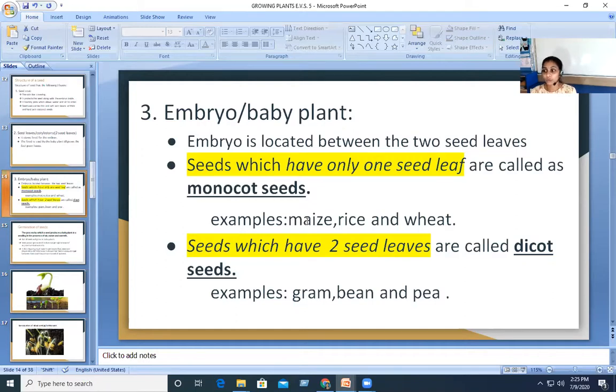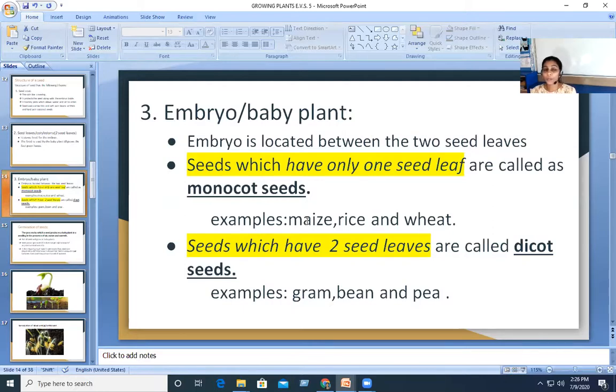The seeds which have only one seed leaf are called monocot seeds. Mono in the sense one. Examples of monocot seeds are maize, rice and wheat. These have only one leaf, so they are called monocots. The second type is seeds which have two seed leaves. They are called dicot seeds. Di in the sense two, dicots. Examples of dicot seeds are gram, bean and pea.